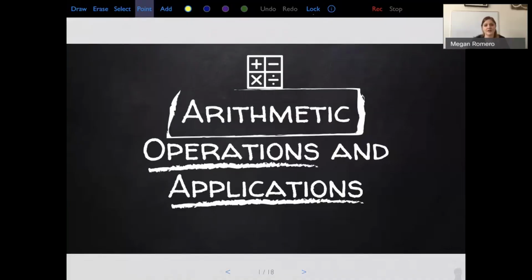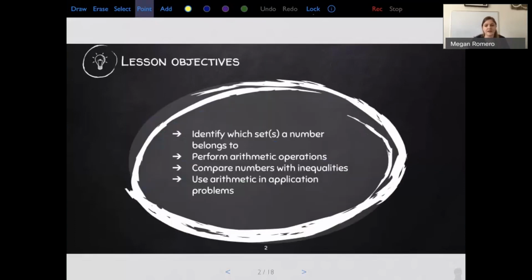In this lesson, we're going to talk about arithmetic operations and applications. Specifically, we'll identify which set or sets a number belongs to, perform arithmetic operations, compare numbers using inequalities, and use arithmetic in some application problems.